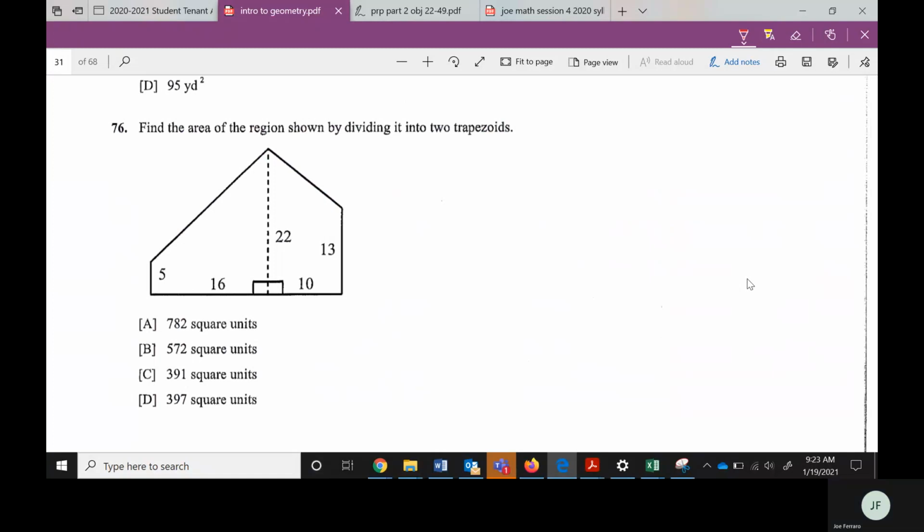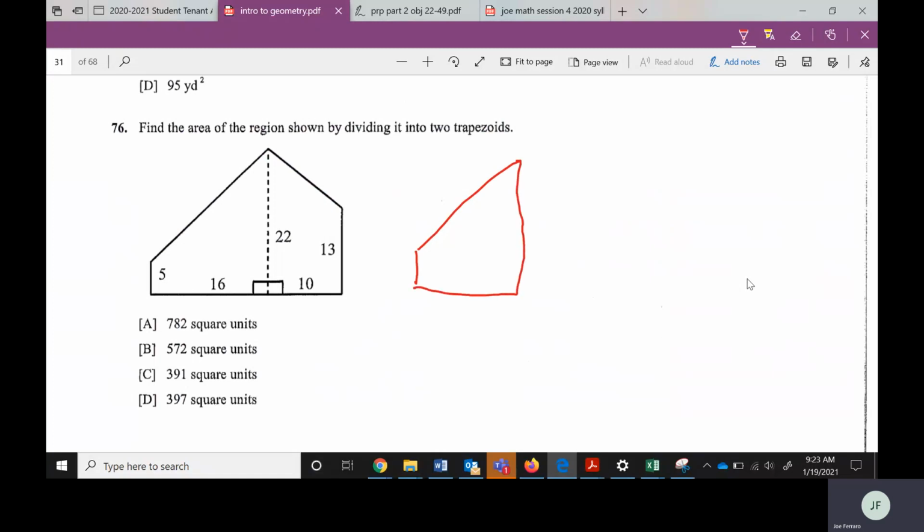This is not, the way it's given to us is not one of the shapes we have in the formulas that we got, but there's two separate shapes here. Okay, we have two trapezoids. So this is parallel to this, and then this is also parallel to this. Okay, so if I redrew these, they're not going to be perfect.